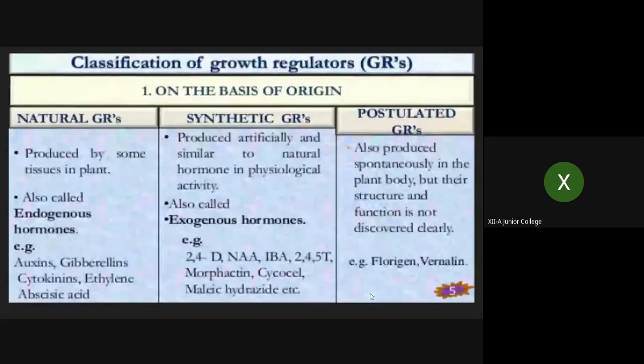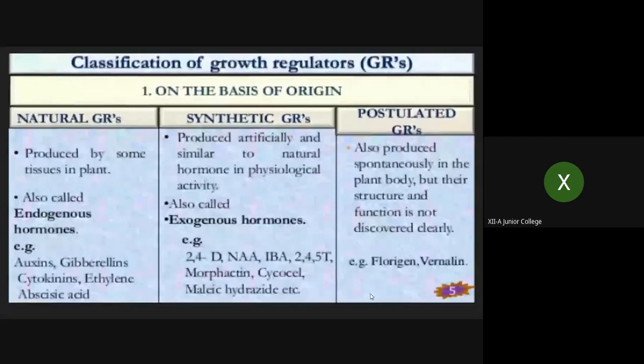They are produced by some tissues in the plant. Whereas synthetic ones are artificially produced, but they are similar to the natural hormones in physiological activity. So natural growth regulators are called endogenous because they are present within the cell, within the plant. That means the origin is from within the cell, the plant. So these are considered to be endogenous hormones. Whereas the other one, synthetic, is exogenous. They are not produced in the plant.